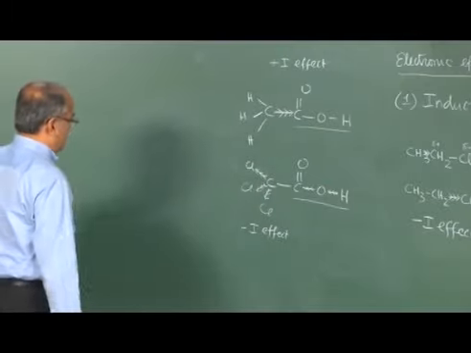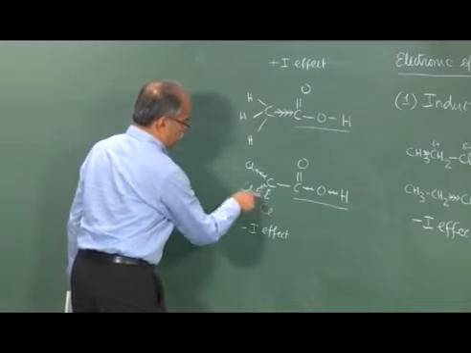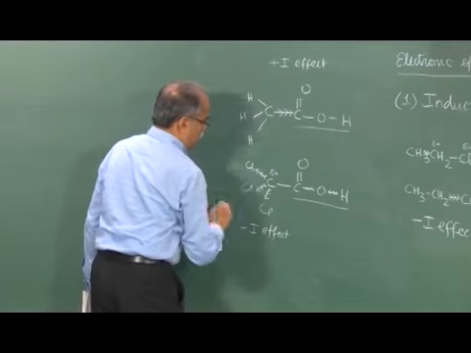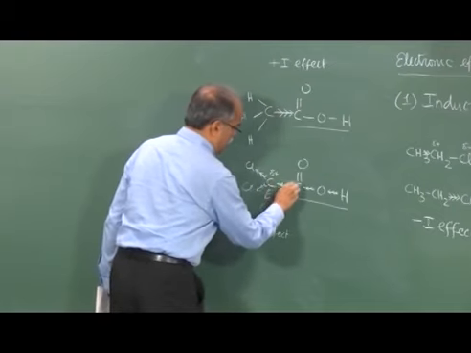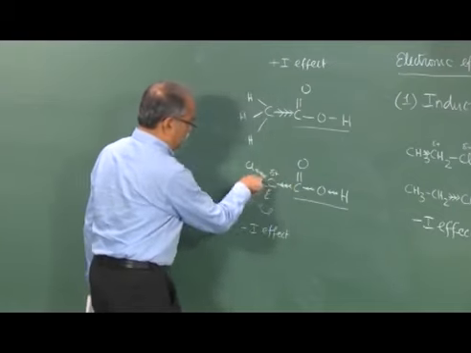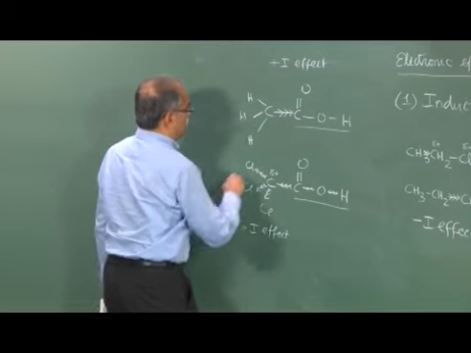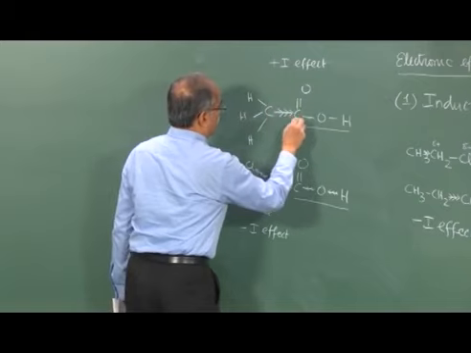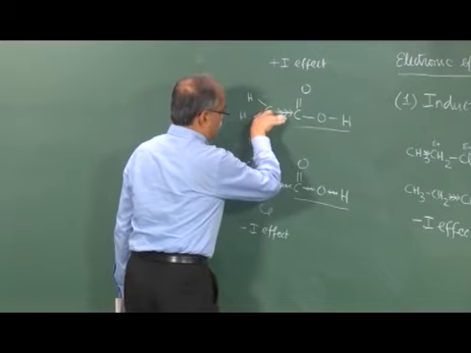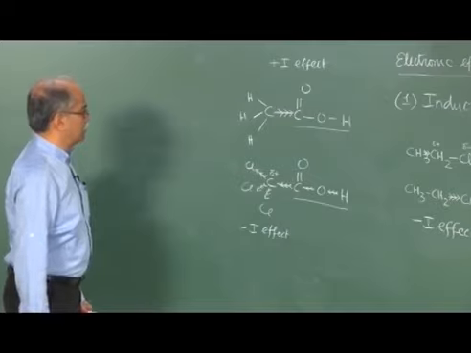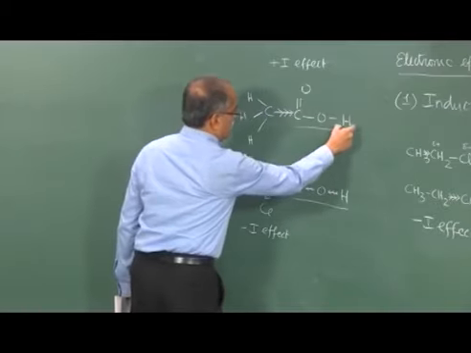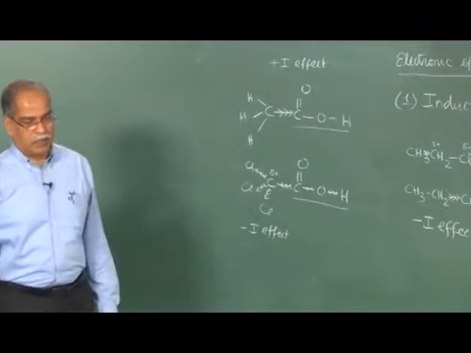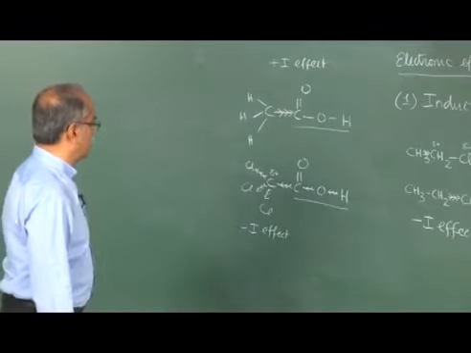Because of the minus I effect of the 3 chlorine atoms, this carbon becomes delta positive. This carbon in turn feels the effect of the delta positive character of this particular carbon, whereas in this particular case, because it is pushing the electrons towards the carboxylic acid, the ionization of the carboxylic acid is not going to be as much as the ionization of the carboxylic acid in the case of trifluoroacetic acid.